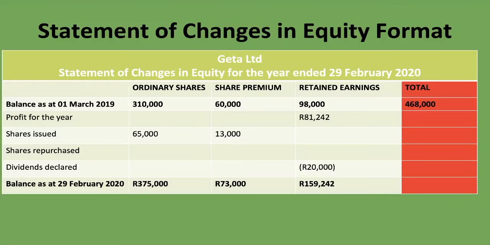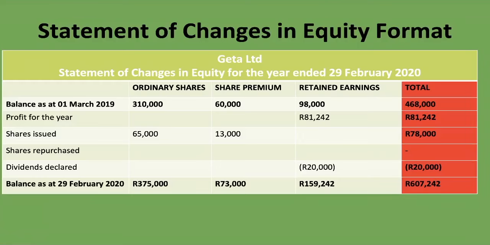159,242 rand. Now all we have to do is just to sum up all the rows and put them under the total column. So we're going to do just that, and I've already done that, and you can see it gives us a final figure of 607,242 rand. That is how much the equity of the company is.